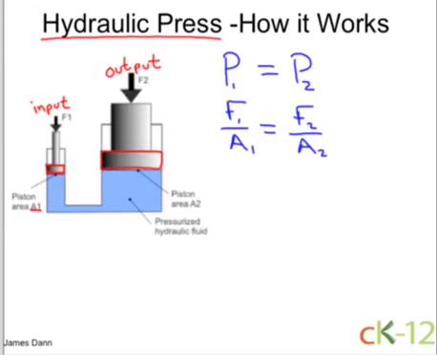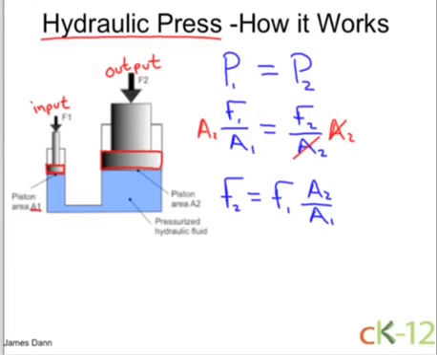Excellent. And now if we multiply both sides by A2, we can isolate for F2, the output force. And we get that F2 is equal to F1 multiplied by the ratio of the areas, A2 over A1. You can see in the picture that the surface area of piston 2 is larger than the input surface area of piston 1, and therefore F2, that is the output force, will be much larger than the input force.